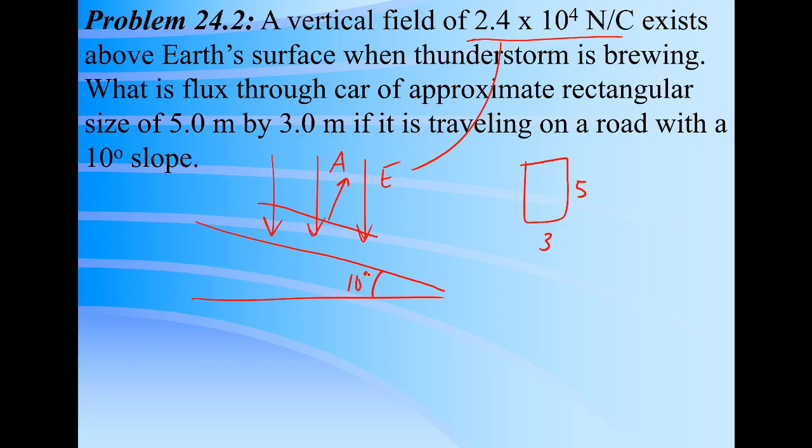So the angle between the electric field and the area vector is, well, you could say it either way. It's either 10 or 170 degrees, but the flux is just going to be E A cosine theta, which will just be E, and then A is 15 square meters, and then the cosine of 10 degrees. So we won't put in the numbers, but that's just how you set that one up.